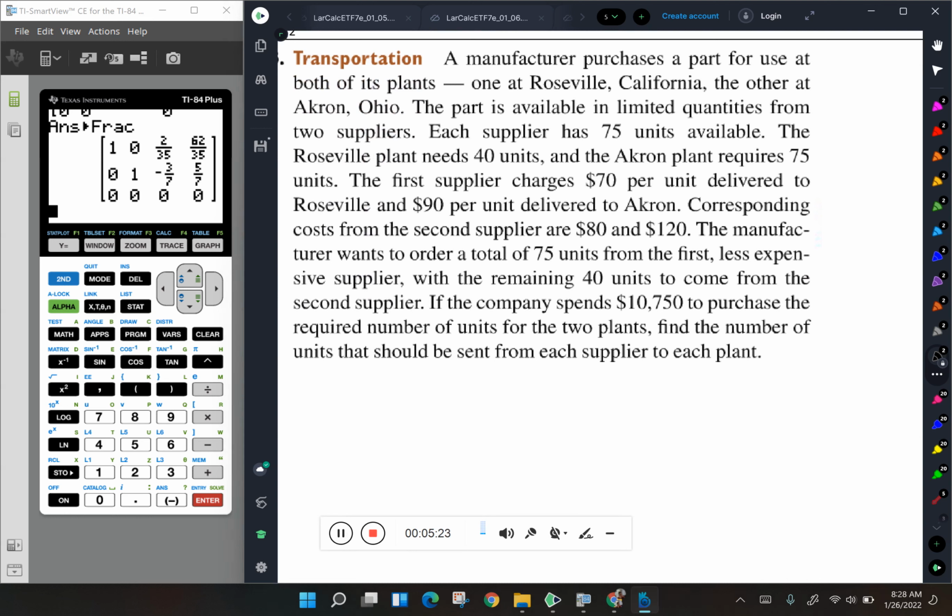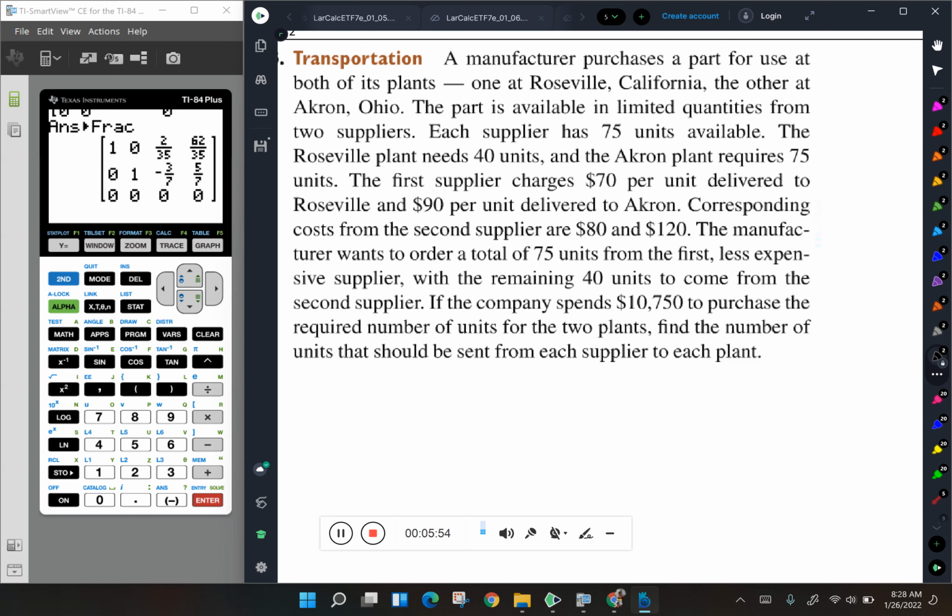Okay, so a manufacturer purchases a part for use at both of its plants, one in Roseville, California, one in Akron, Ohio. The part is available in limited quantities from 2 suppliers. Each supplier has 75 units available. The Roseville plant needs 40 units. The Akron plant needs 75 units. The first supplier charges $70 per unit delivered to California and 40 to Ohio. The corresponding cost for the second supplier is $80 to California and 120 to Ohio.